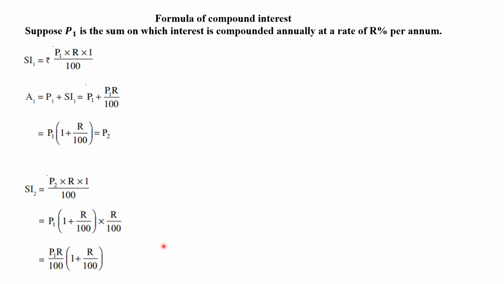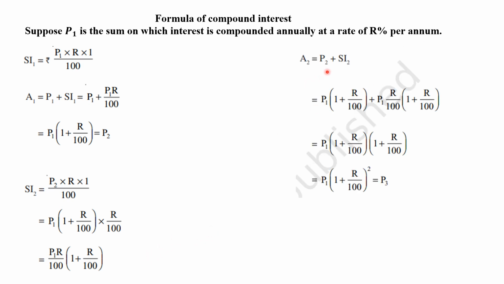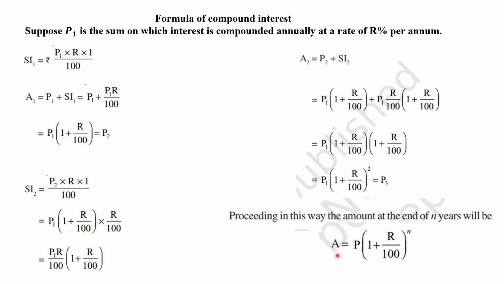Now what will be the amount for the second year? It will be the principal of the second year plus the interest of the second year. And if you calculate, you are going to get P1 times 1 plus R by 100 whole square. So from here, if you keep on calculating for further years, you are going to get the formula: amount will be principal times 1 plus R by 100 whole n. Here n is the number of years. Okay. So now we will try to understand this by solving a few questions.